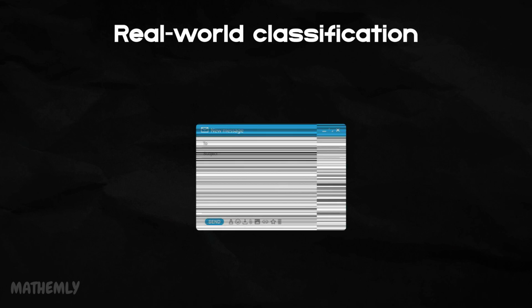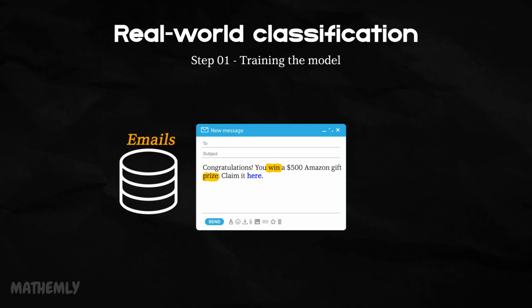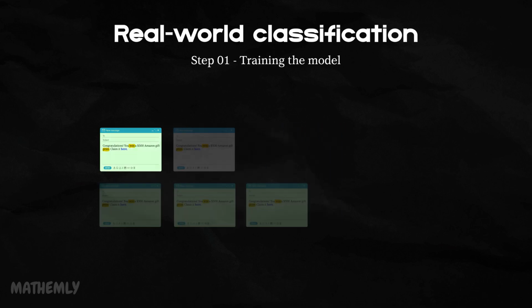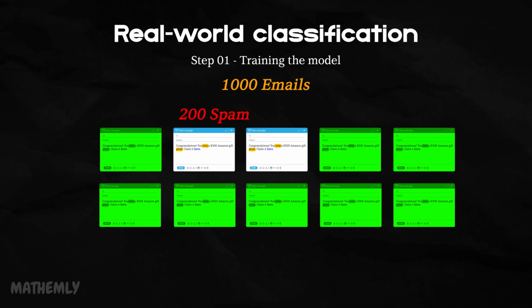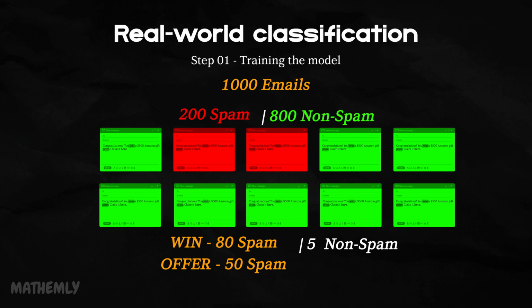So how does this work in real-world classification? Let's take spam filtering as an example. Step 1: Training the model. The algorithm first learns from a dataset of labeled emails, some marked as spam, others as not spam. For example, in a dataset of 1000 emails, 200 emails are spam, 800 emails are not spam. Now let's analyze word occurrences. The word "win" appears 80 times in spam emails and 5 times in non-spam emails. The word "offer" appears 50 times in spam emails and 10 times in non-spam emails.